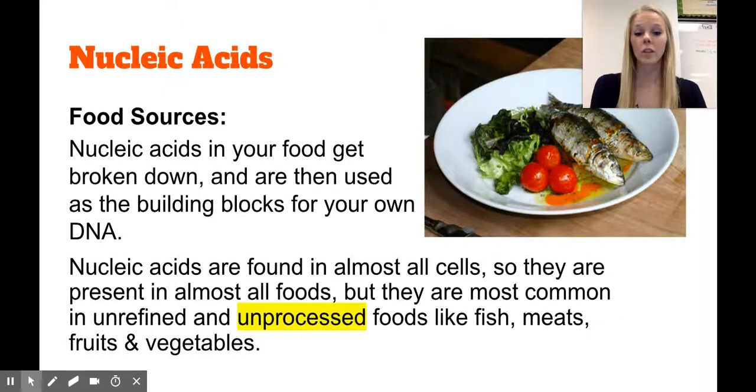When you eat a food item, your body breaks down the nucleic acids and uses them as monomers to build your own DNA. You'll find more nucleic acids in foods that are unrefined and unprocessed. So that Happy Meal from McDonald's most likely does not have as many nucleic acids as a healthy salmon with a side of fish. This wraps up our notes on biomolecules.